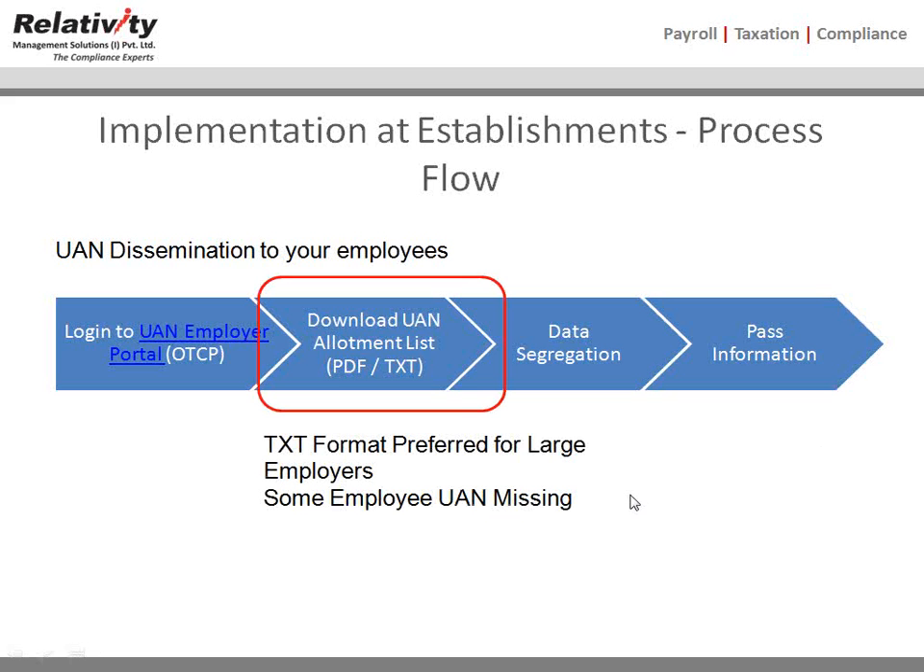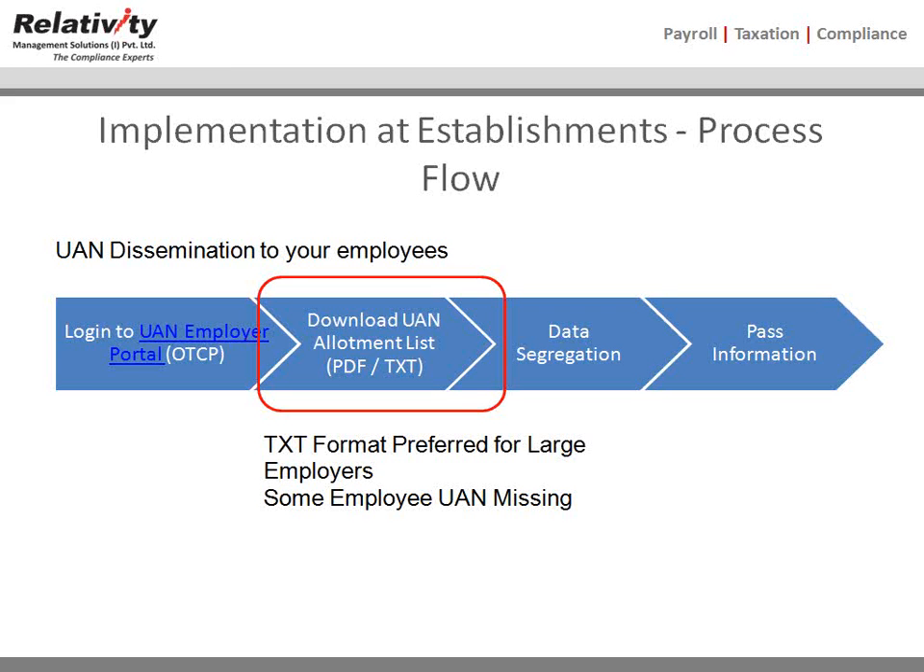Okay, so when we have to download this UAN allotment list, for the sake of consideration, I assume that many of you or most of you already have your employer logins with the EPFO. It is also mandatory because otherwise you will not be able to upload your ECR or make payments. But this is not possible from the same login, because this is possible only from an OTCP login. There is a different login for this, not the same eSeva login that you see. So from there you can download the UAN allotment list.